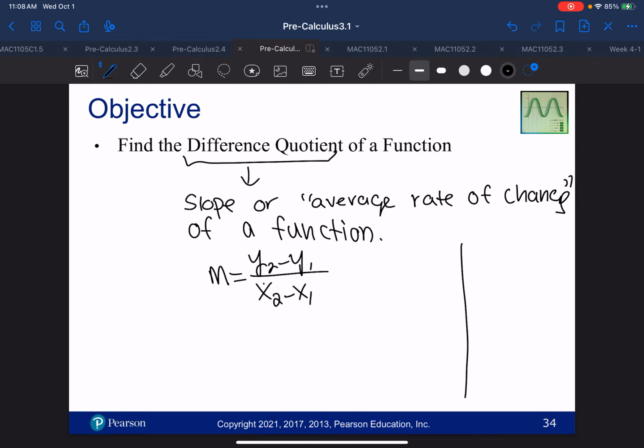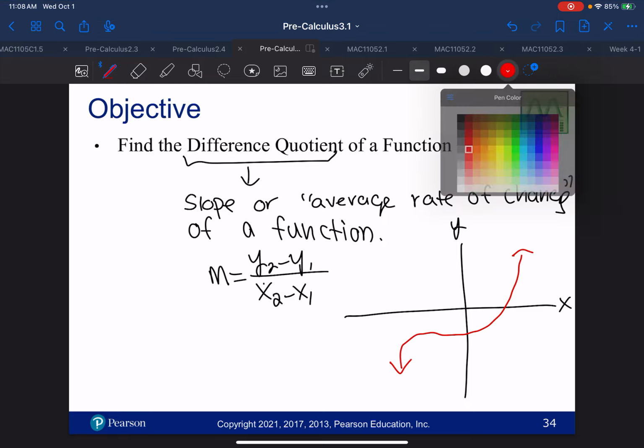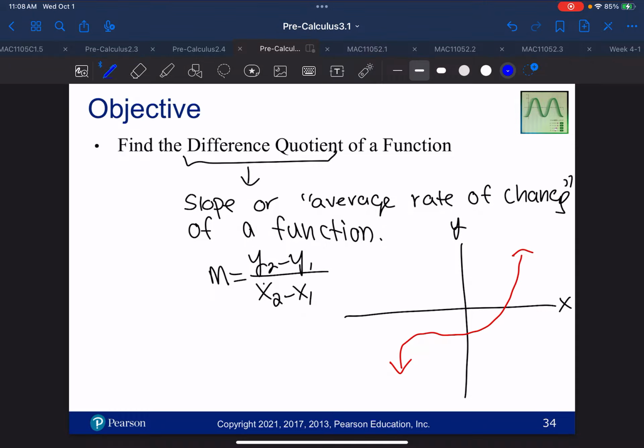But if we have a function that's not a line, let's say we had a curve, I'm just going to make this up, and we wanted to find the average rate of change of this function. This isn't a line, so it's not the same thing as slope, but we just want to kind of know the average rate of change. How much is it increasing as x increases or vice versa? So the way we do that is, if we wanted to know the average rate of change between 2 points on this function, say these 2 points, then we can connect a straight line between them.